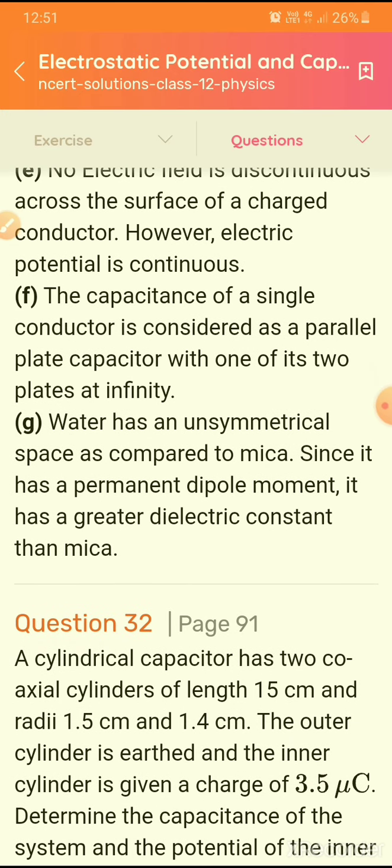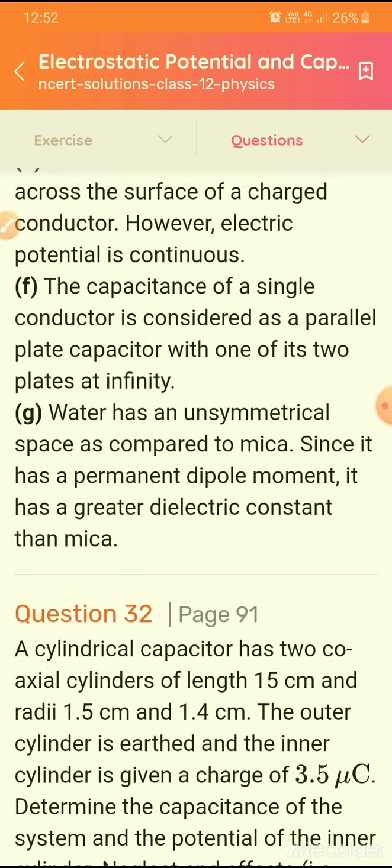Water has an unsymmetrical shape as compared to mica. If we compare with mica, the shape will be unsymmetrical, and it has a permanent dipole moment. So the dielectric constant will be greater than that of mica. This is about the 31st sum.